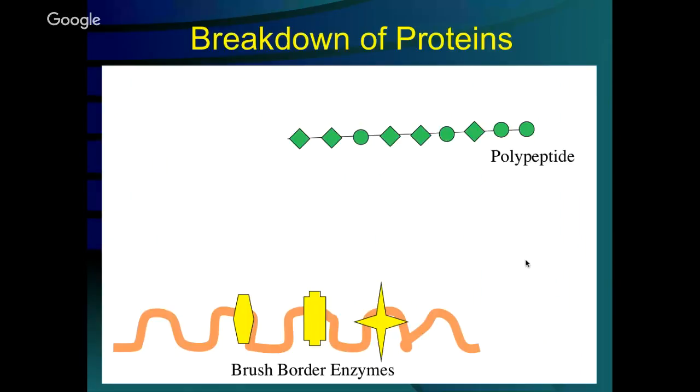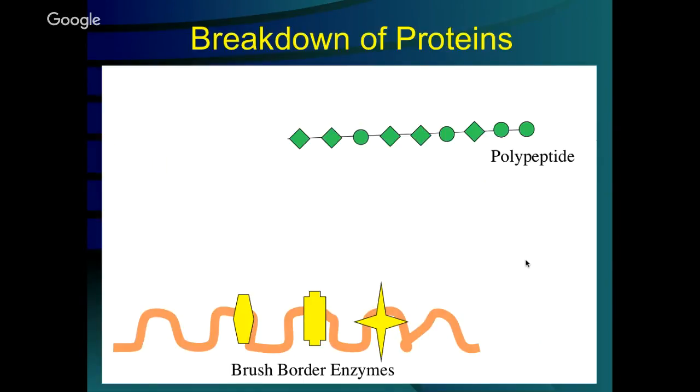So I have a quick slide showing the breakdown of each of the 3 major macromolecules in the small intestine, just to summarize what's happening. Now remember, digestion started in the mouth and stomach, and those aren't included in these pictures unless you want to add them in. We're just talking about what's going on in the small intestine.